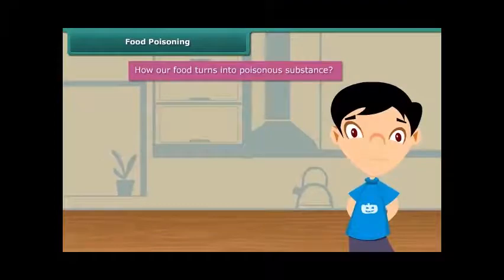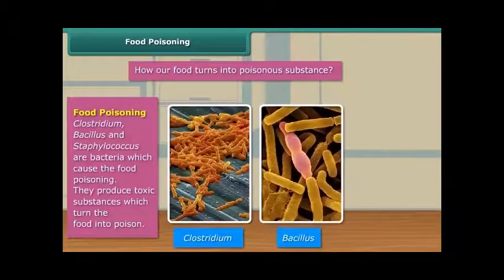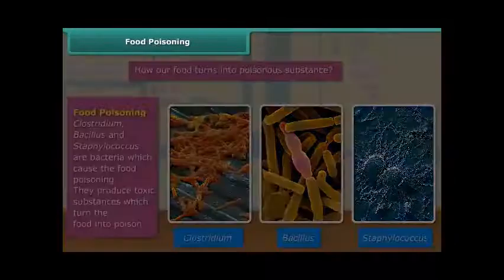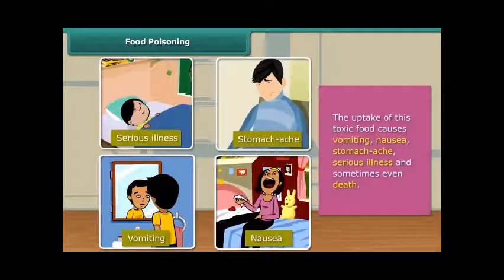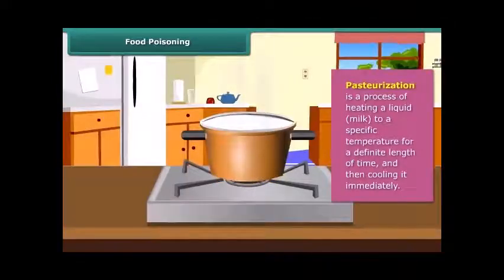Friends, in the summer season, if food is lying in the open for a longer duration, the food turns stale and finally becomes a poisonous substance. The cause of this is again the same, bacteria. Some bacteria like Clostridium, Bacillus, and Staphylococcus cause food poisoning. This food causes harm to us. We can preserve our food by some methods as listed below. We use the pasteurization process to preserve milk.